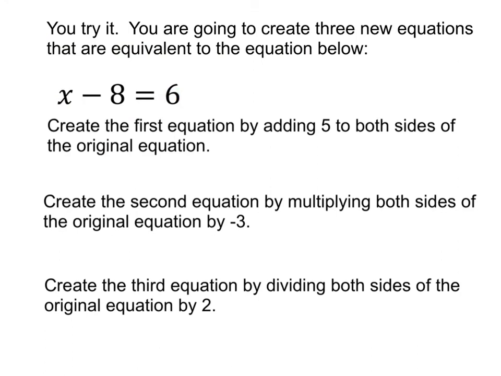But you're going to follow these specific directions. For the first equation, you're going to start with this equation, and you're going to add 5 to both sides of your original equation. The second equation, you're going to start with your original and multiply both sides of your original equation by negative 3. The third one, you're going to take your original equation and then divide both sides by 2 for your new equation.